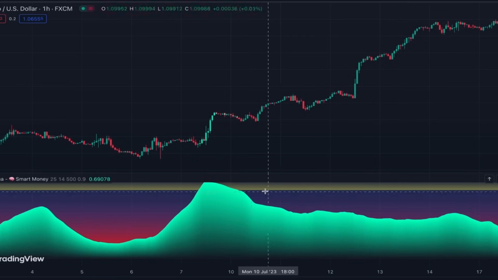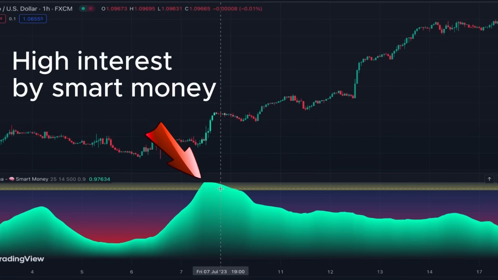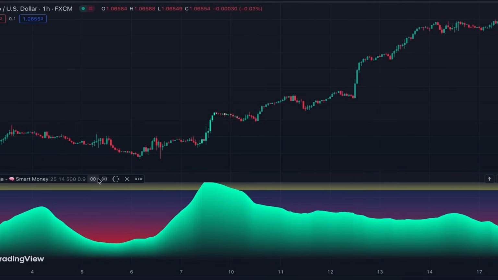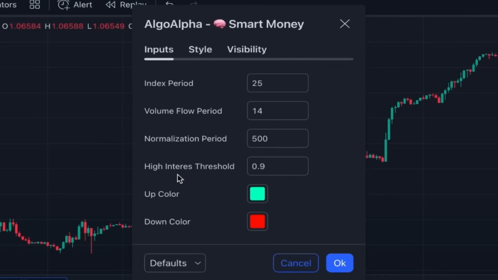We have also a yellow zone here, which is the high interest threshold. When the histogram is in this level, it shows significant interest from the smart money. Here in the settings of the indicator, here in the inputs tab, the threshold for high interest is set at 0.9 by default, which for volatile markets like Forex and crypto, this is a good level, but for some less volatile markets like stock market or indices, you may need to decrease this level.